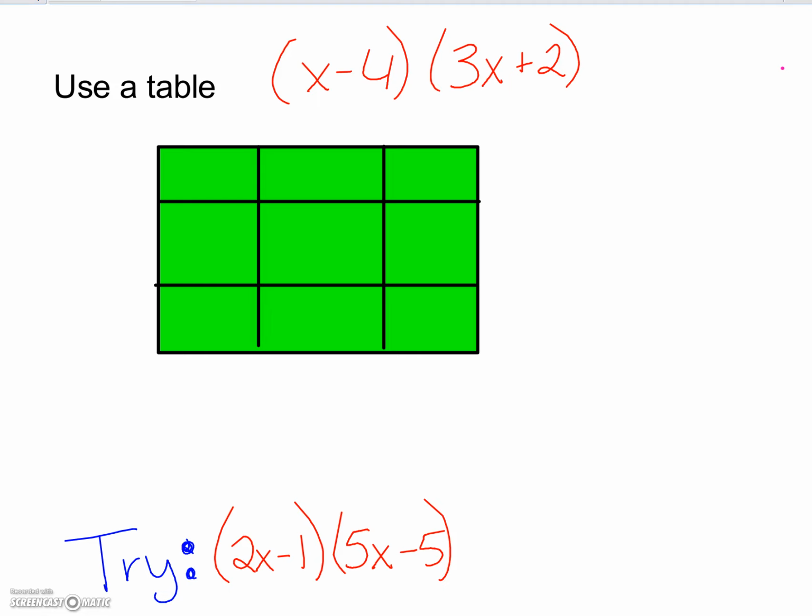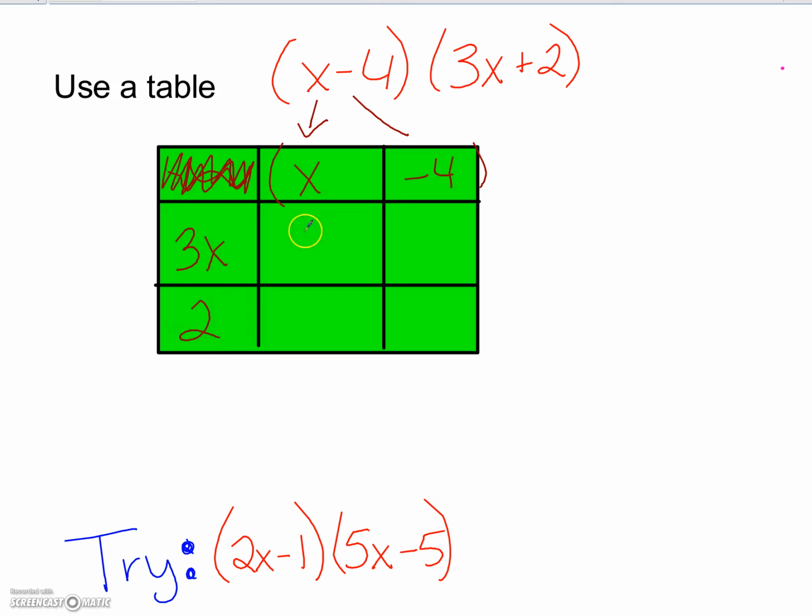Alright, so let's go to using a table. You're going to make yourself a 9 square when you have a binomial times a binomial. This first square will not be used. How this goes is you put x here, put minus 4 here. So you should see x minus 4. On the other side you would put your first term, and then your second term.